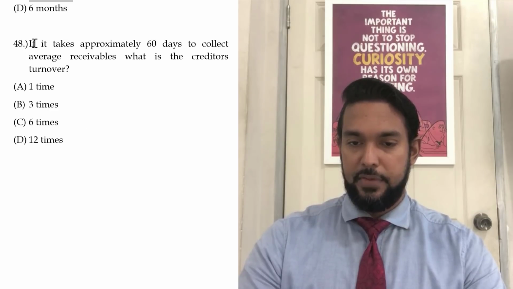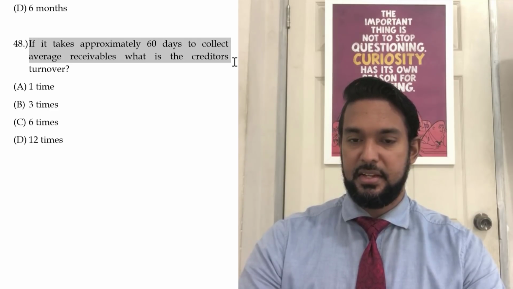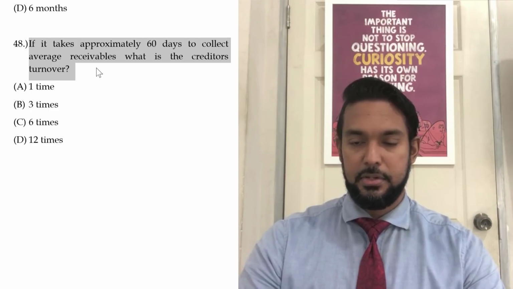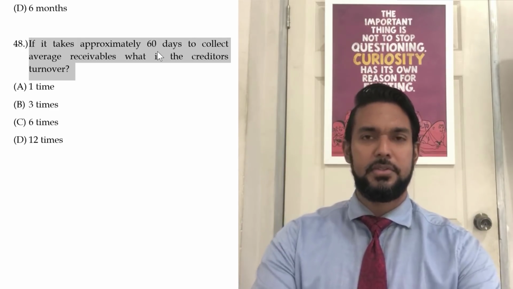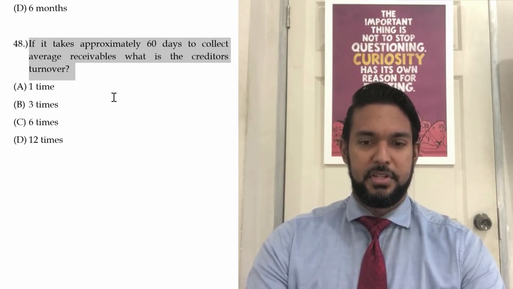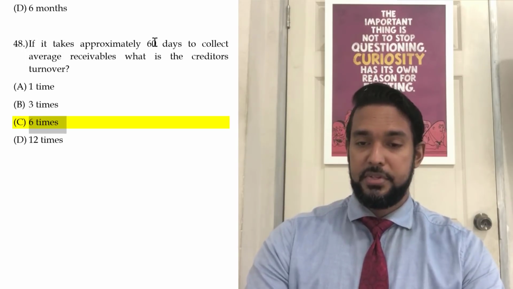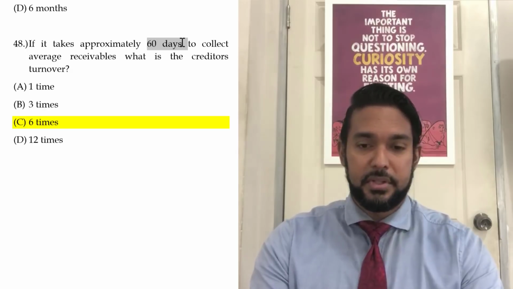And the last question, if it takes approximately 60 days to pay average payables, what is the turnover? 60 days is about 2 months. There are 6 two-month periods in a year. Or if we took 360 and divided by 60, you get about 6.